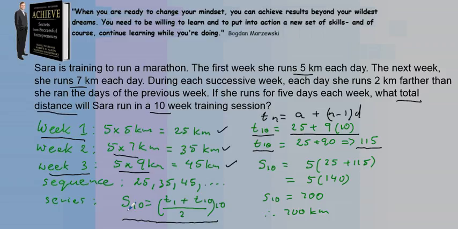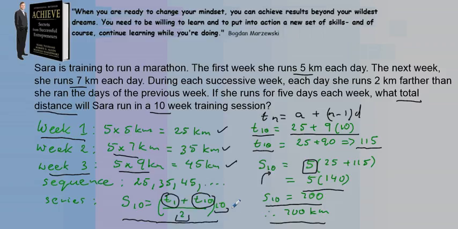So now in the formula for the series, we need the value of the first term, which is 25, and the value of the 10th term, which is 115, and replace them into the formula. So this is why you have 10 divided by 2, which gives you 5, and you continue the calculation, and in brackets you have 25 plus 115, so 140 is the total, times 5, 700. So she ran 700 kilometers in total over the period of 10 weeks.